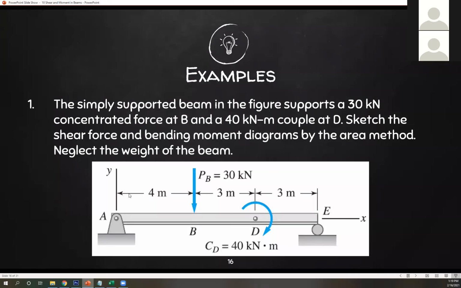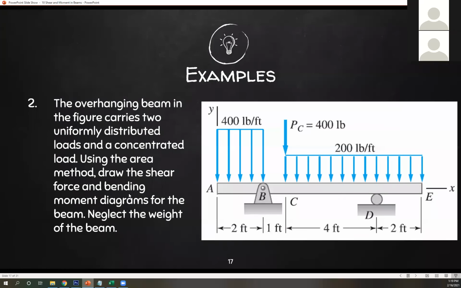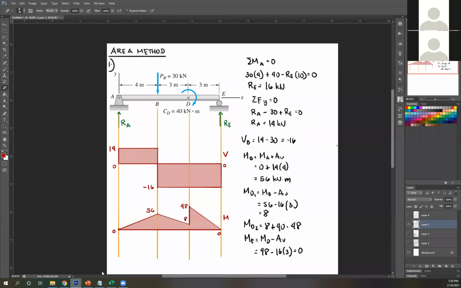Alright, great. Let's continue. Last problem for today. And it looks a bit complicated. Let's see. The overhanging beam in the figure carries 2 uniformly distributed loads and a concentrated load. Using the area method, draw the shear force and bending moment diagrams for the beam. Neglect the weight of the beam. So straightforward, just draw the diagram. All right.